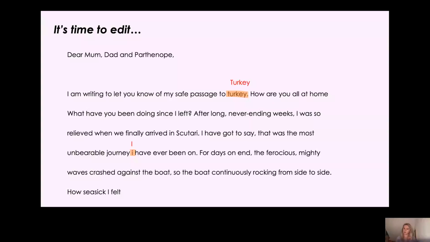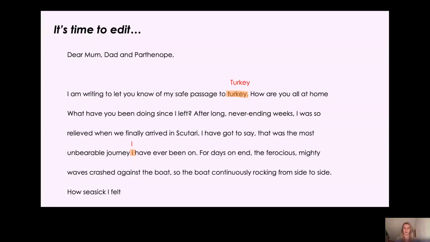Okay, year 2. So now we're going to look for something different. This time we're going to look for punctuation. Remember, punctuation is capital letters, full stops, and question marks. So let me have a look. I'm writing to let you know of my safe passage to Turkey. Oh, brilliant.